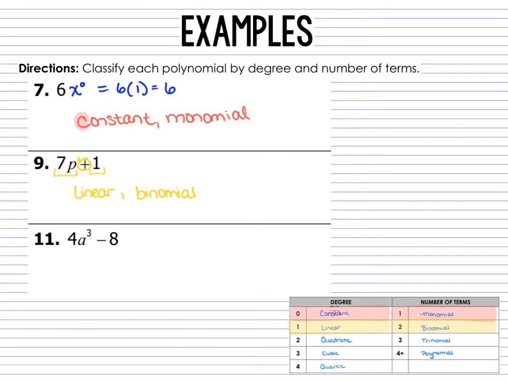Okay, we're going to look at number 11 the same way. So number 11, the biggest exponent we see is this 3. So if we go down to the chart, the degree of 3 gives us a cubic function. So this is a cubic polynomial. Then we need to look at the number of terms. This one has 2 terms separated by a minus sign. So we want to go back down to the chart, and a polynomial with 2 terms, we've already used it once, that is a binomial. 2 terms, binomial.